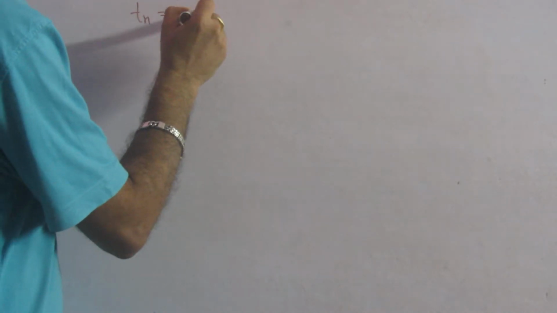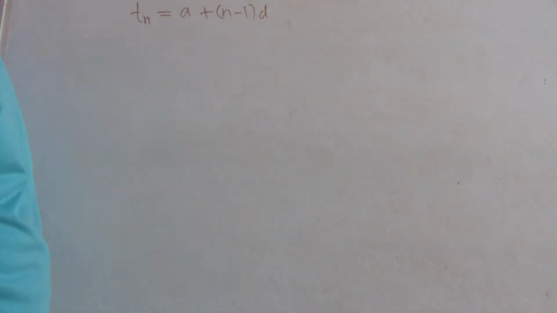where p is not equal to q. Okay. Now, students, the nth term of an AP is given by this formula, Tn equals a plus (n minus 1)d, where a is the first term, n is the number of the term, and d is the common difference. Okay. Now, let us write this formula first and then solve this. So Tn equals a plus (n minus 1)d.